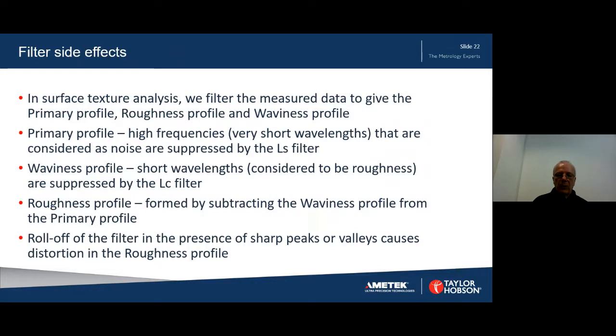In surface texture analysis, we define 3 profiles for analysis: the primary profile, roughness profile, and waviness profile. The primary profile is filtered to remove high frequencies or very short wavelengths, for example wavelengths shorter than 2.5 micrometers that are considered as noise. The waviness profile is filtered to remove mid-range frequencies that are considered to be due to roughness. This would suppress wavelengths shorter than 0.8 millimeters, for example. The roughness profile is then created by subtracting the waviness profile from the primary profile.